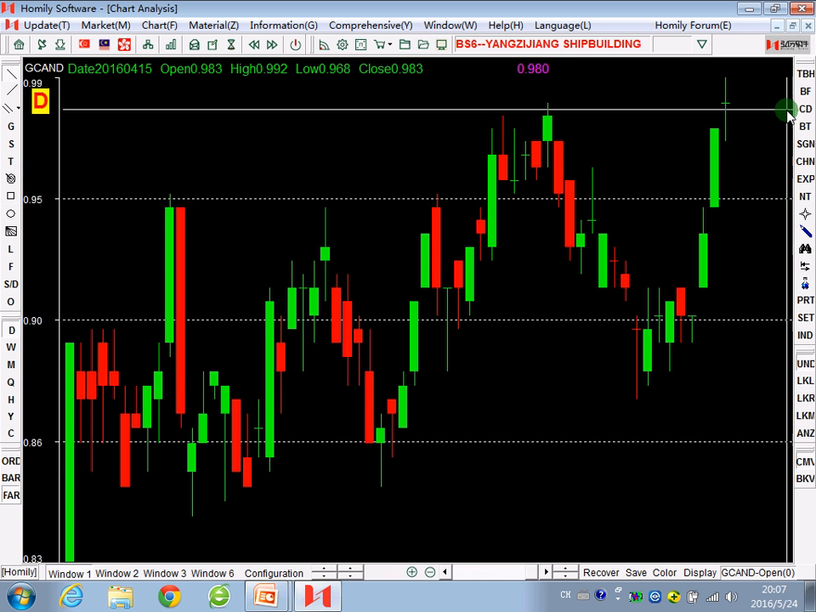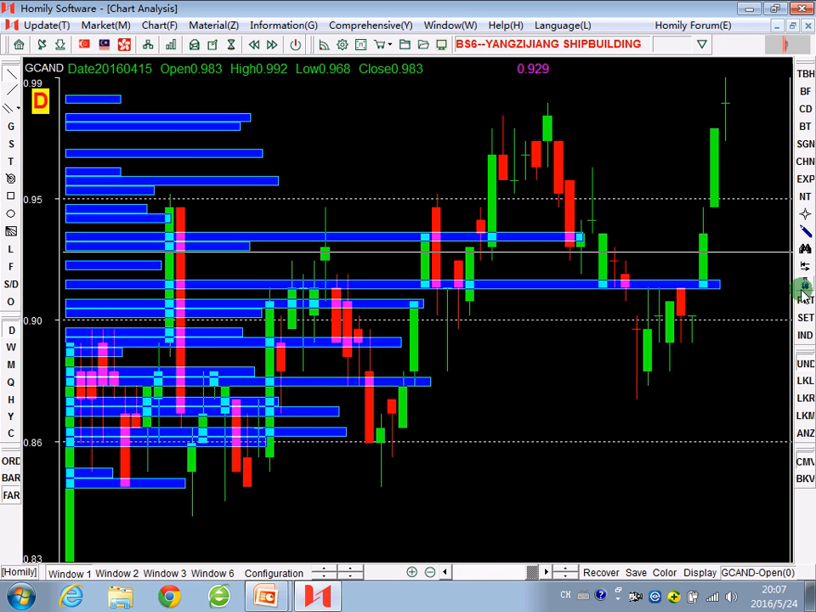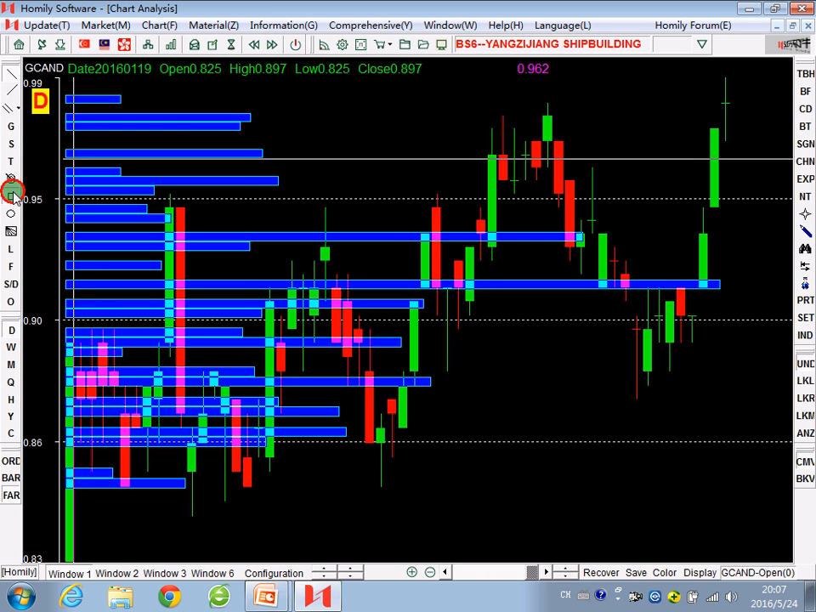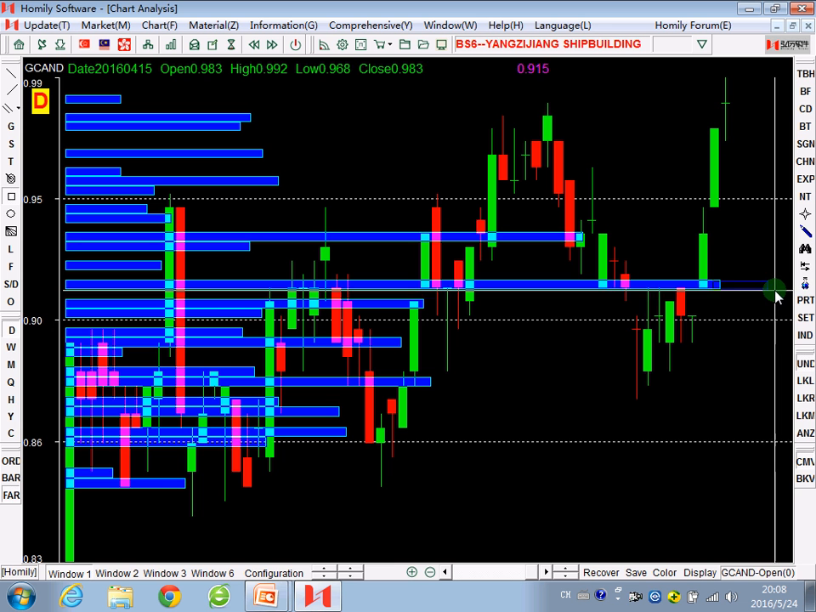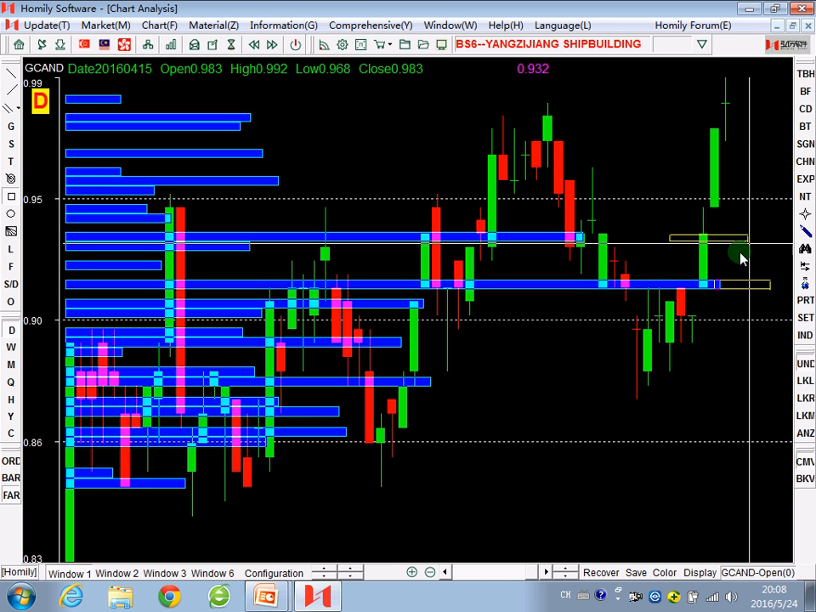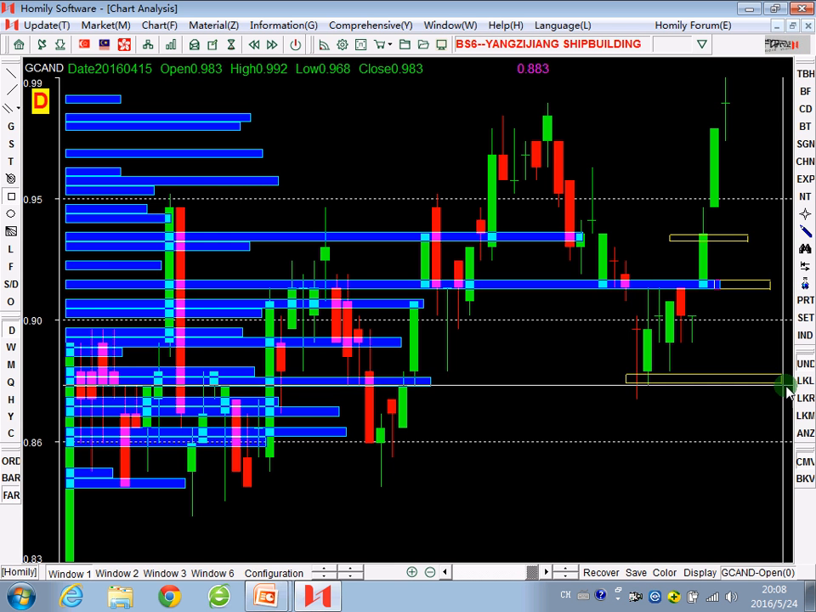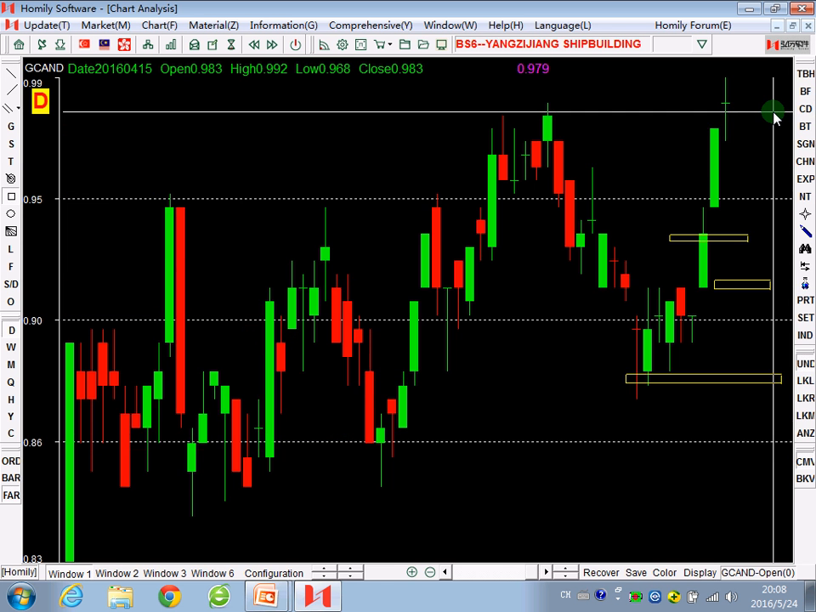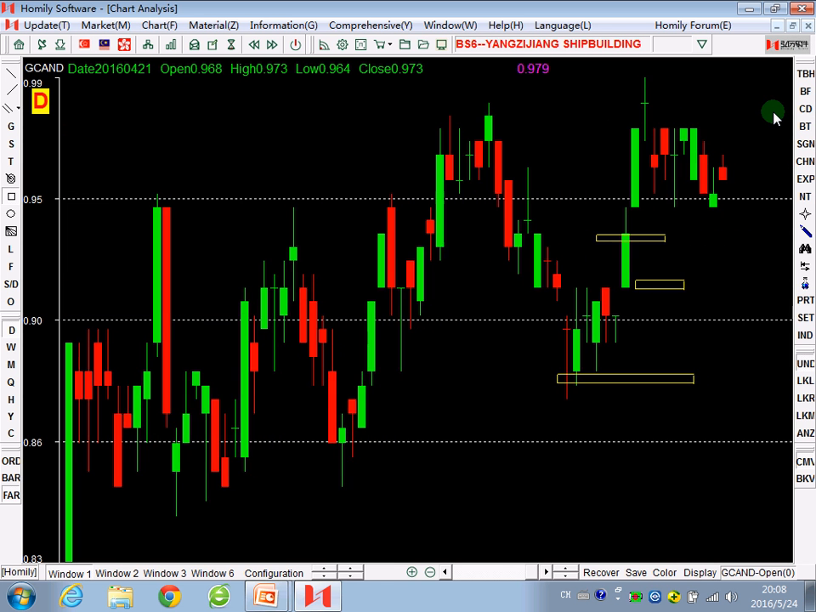Then we can click shift distribution. Then we should know where is the big support. Here and here and here. It's the big support. Then we can click shift distribution again. So we should know that.